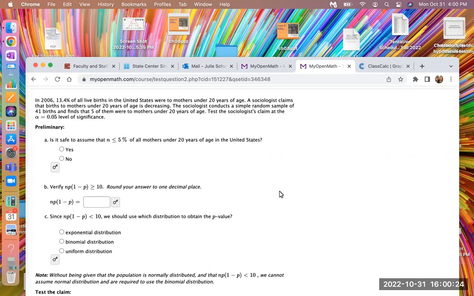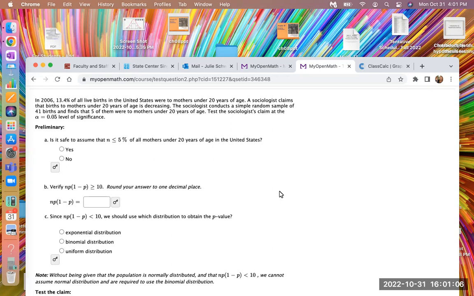So first, you have to ask yourself, is this a mean problem? They're asking us to do a hypothesis test about a population mean, or about a population proportion. Because they give me a percentage right away, that's a proportion. They're saying in 2006, 13.4% of all live births were to mothers under 20 years of age. So they're giving me a proportion right up front, and then they later give me the information to find the second proportion.